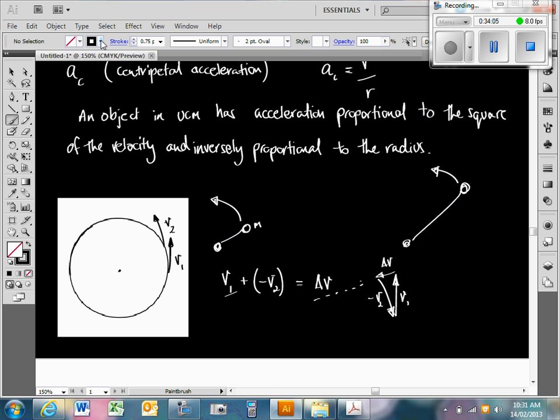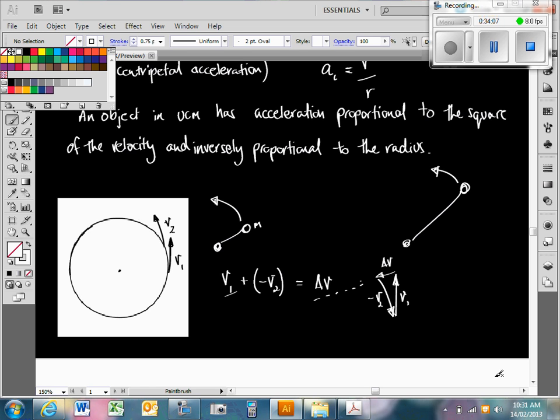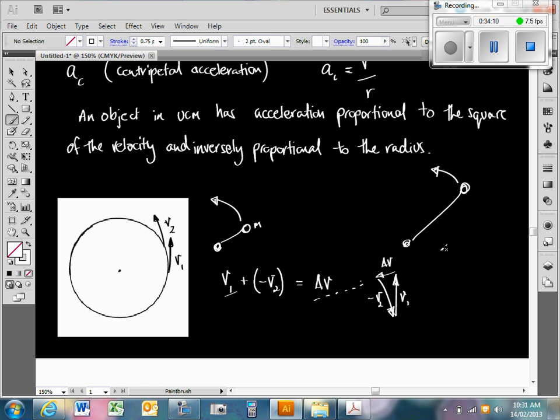The final thing that we'll say today is that from Newton's second law, F equals ma, and we know that a in this case is centripetal acceleration, equal to V squared over R. We can say from that that the centripetal force F sub C is equal to m times V squared over R.